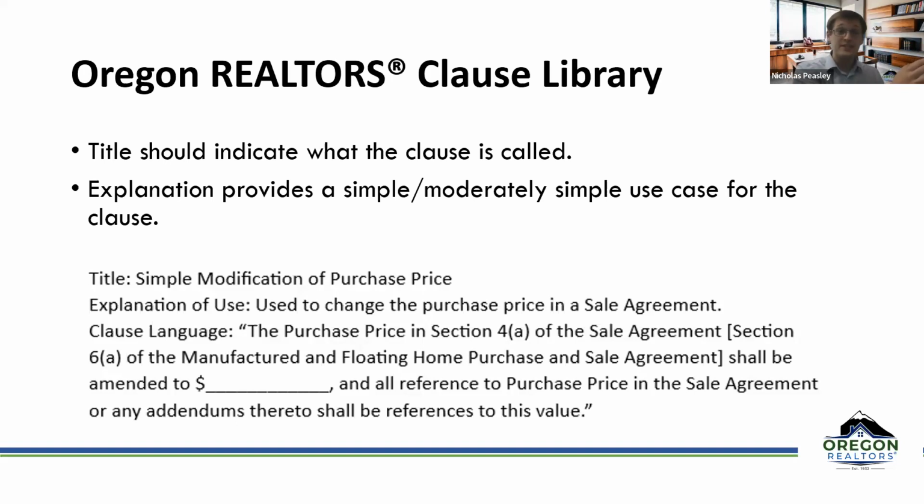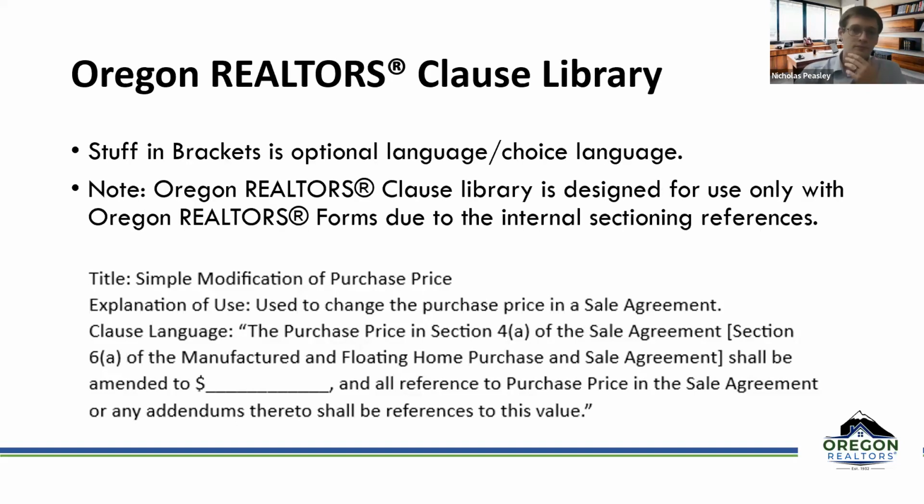And then the clause language itself is: the purchase price in section 4A of the sales agreement or section 6A of the manufactured home and floating home sales agreement shall be amended to the blank number, and all references to purchase price in the sale agreement and any addendums thereto shall be references to this value. That would be the clause. You just copy and paste. And if there's language that's not applicable to you, you remove it.